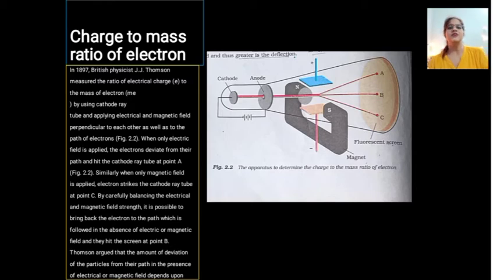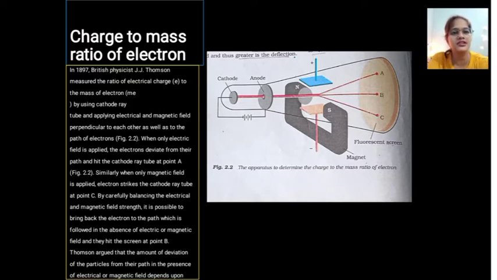Now, the charge to mass ratio of electrons. When J.J. Thomson started discovering the electron, he thought of experimenting and doing a lot of things with it, so that he could get more ideas. He started this in 1897, as you can see from your NCERT lines. So you can also refer to your book.